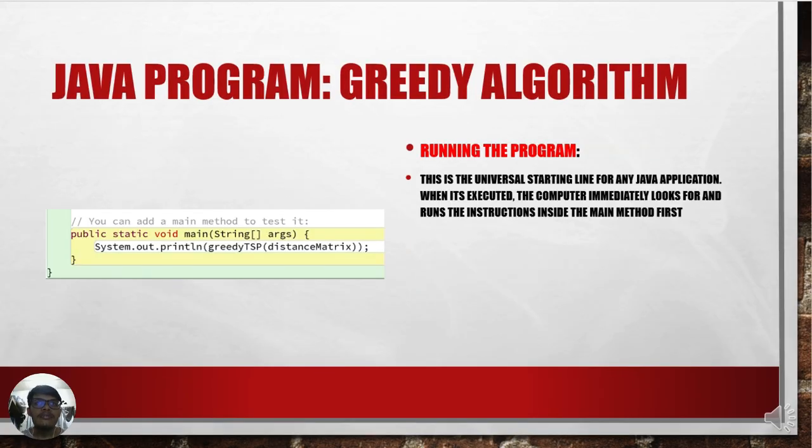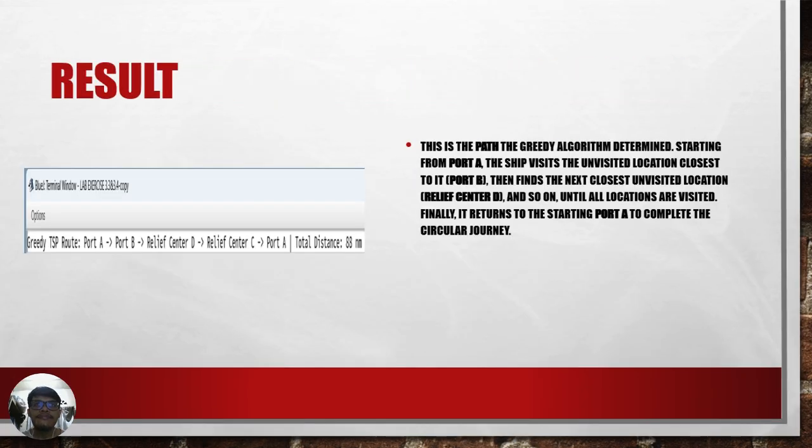And to run the program, this code is the universal starting line for any Java application. When you execute it, the computer immediately looks for and runs the instructions inside the main method first.